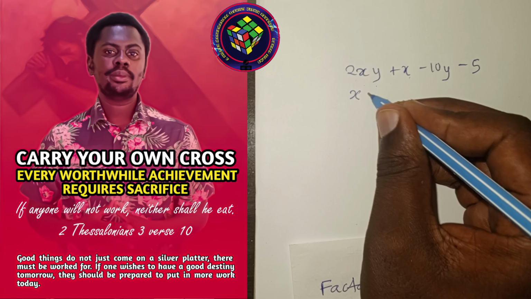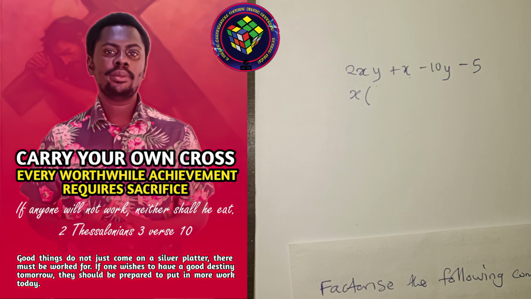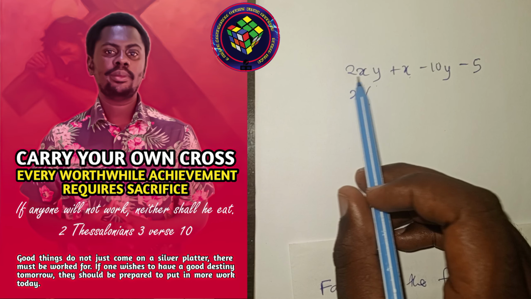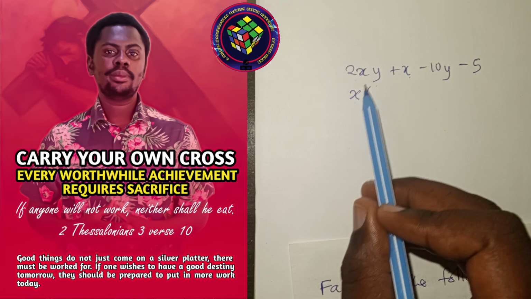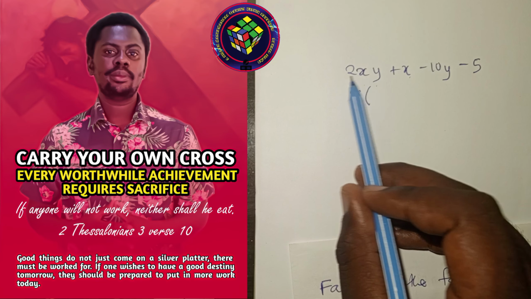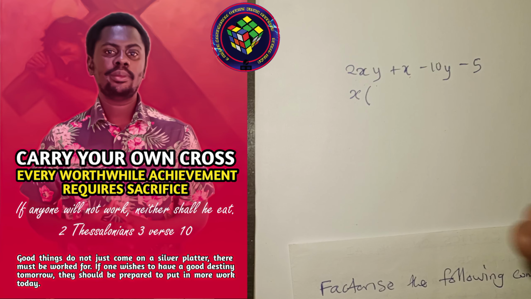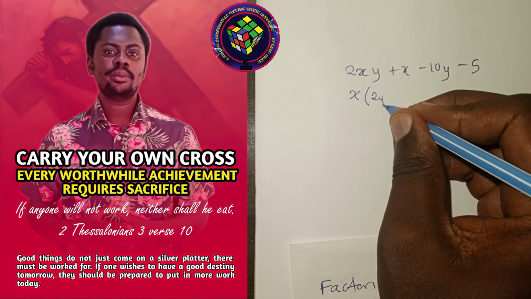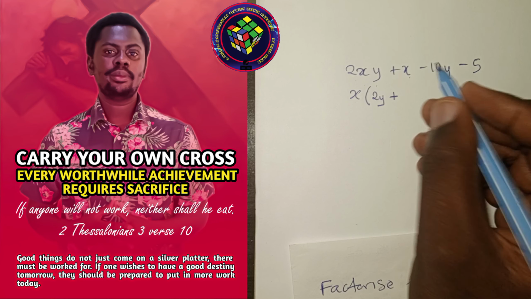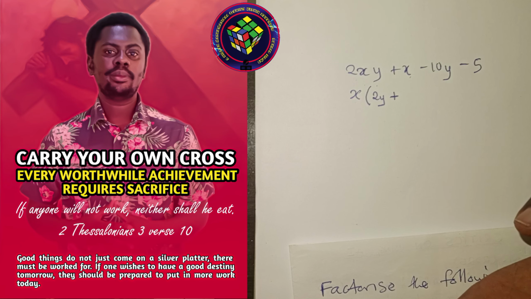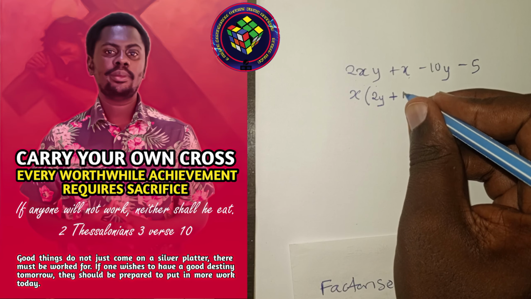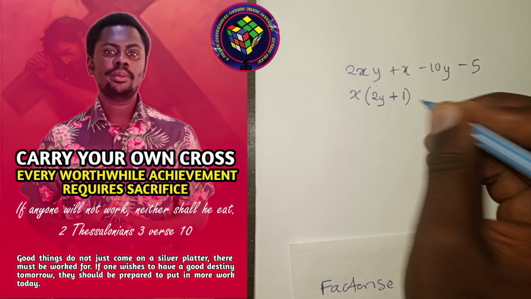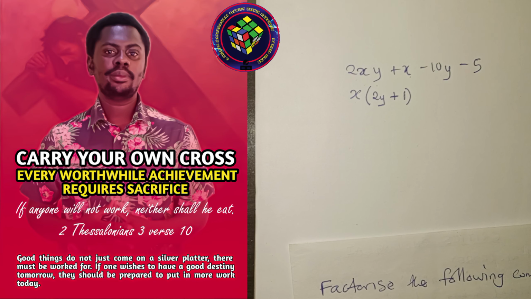So we have x, open bracket. What is 2xy divided by x? x and x will just cancel, we will remain with 2y. So you have 2y plus, what is x divided by x? x divided by x is 1, because we know that any number divided by itself is just 1.